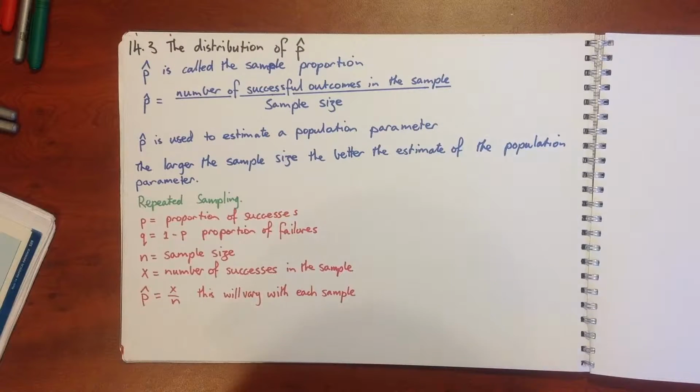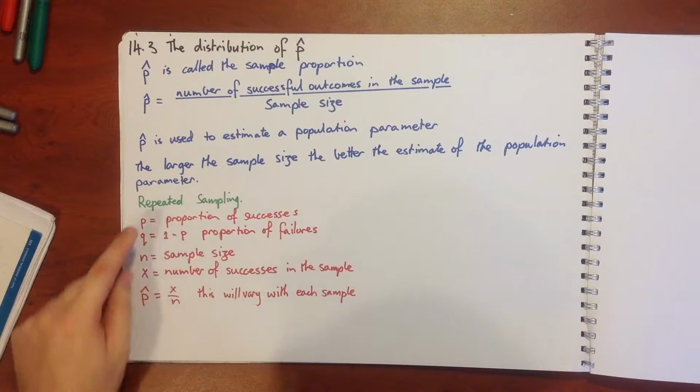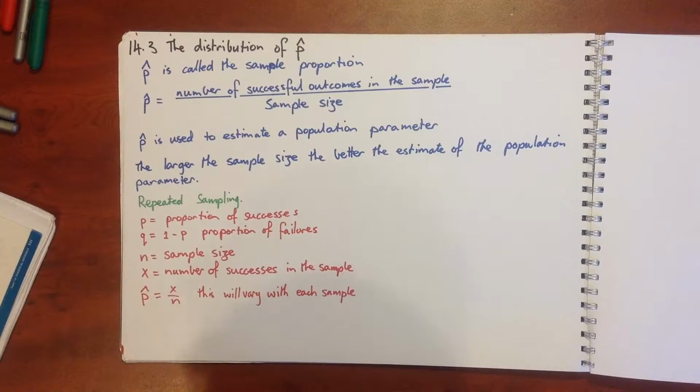When we talk about repeated sampling, p is the proportion of successes in our population. q is 1 minus p, or the proportion of failures. n is our sample size. x is our number of successes in the sample. And p hat is equal to x on n, so the number of successes over the sample size, which is what we had a minute ago. This will vary with each sample. As you can see, this is really a binomial situation, with p, 1 minus p, our n's and x's and such.